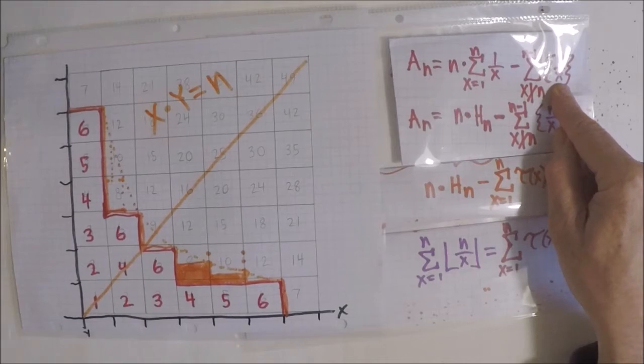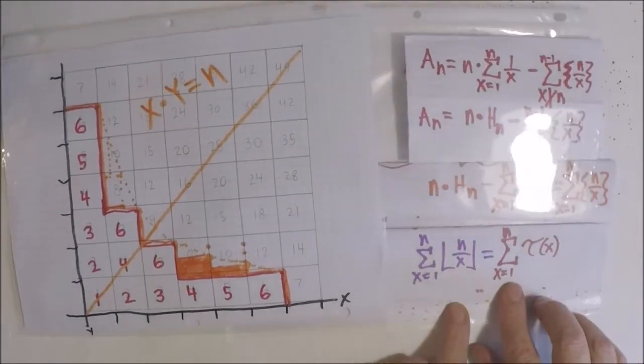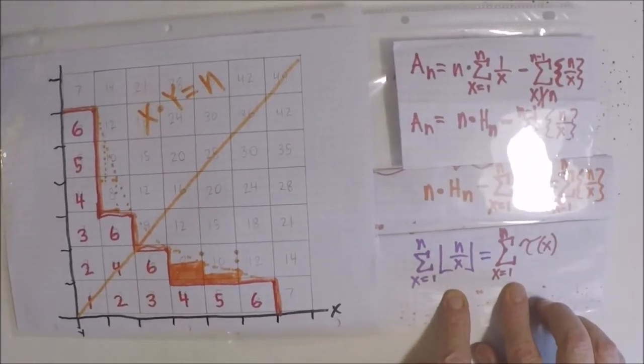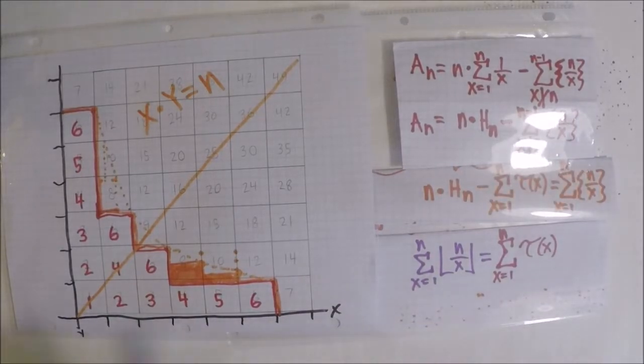So in this video we're going to let n equal 7 and get to where we were before, and then take a closer look at the curve x times y equals n.